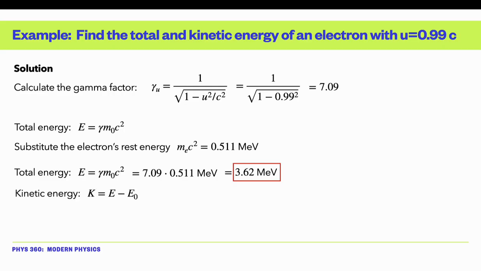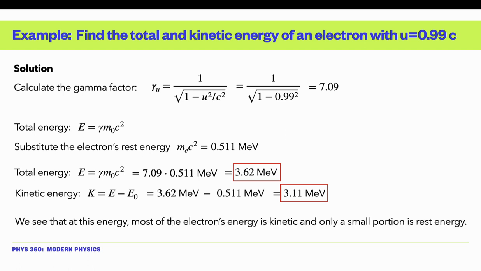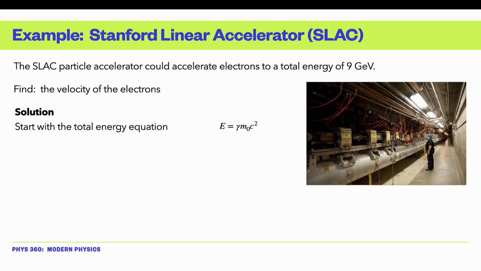The kinetic energy is the difference between the total energy and the rest energy. So we can just subtract 0.511 from 3.62 to find out that the kinetic energy of our electron is 3.11 MeV. So most of the energy of this fast moving electron is in kinetic energy, not as much in its rest energy.